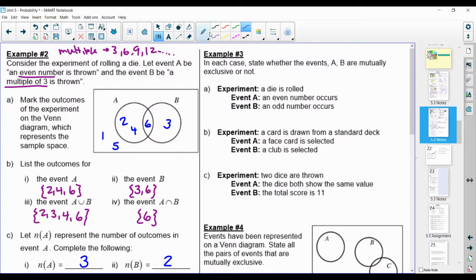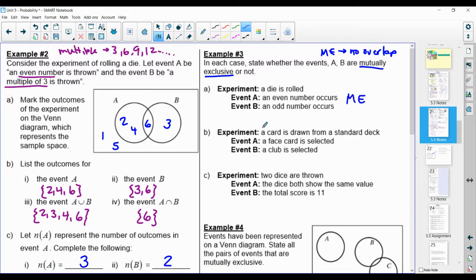All right, let's take a look at example number 3 here. It says, in each case, state whether the events A and B are mutually exclusive or not. So again, if they're mutually exclusive, that means there's no overlap. So if it's ME, ME means no overlap, or they're disjoint. All right. So the first example here, it says, the experiment is a die is rolled. Event A is an even number occurs, and event B is an odd number occurs. Well, we ask ourselves, is there any way that we can get an even odd? And we can't. So there's no overlap. So this is mutually exclusive.